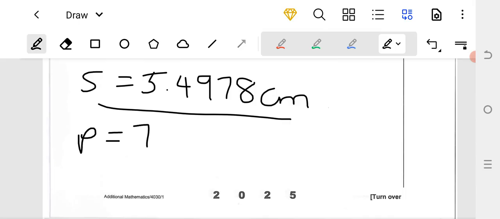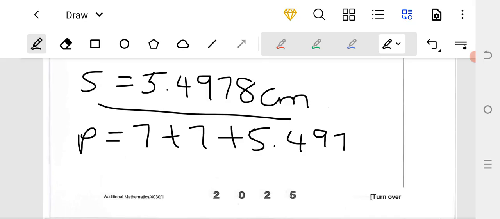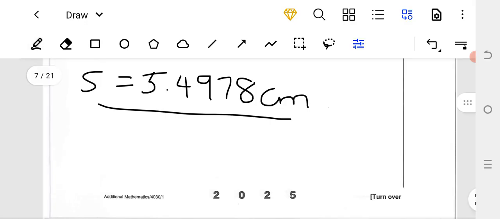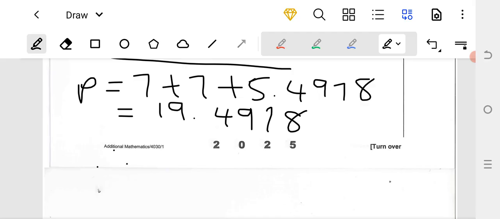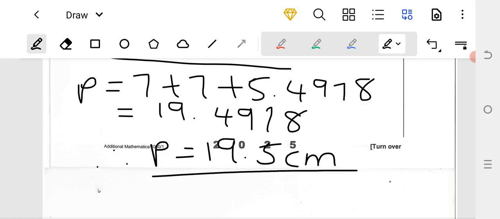Perimeter is going to be equal to 7 for AB plus AD, which is 7, plus arc BD, which is 5.4978, which is going to be equal to 7 plus 7 plus 5.4978. Your answer is going to be 19.4978. Therefore, perimeter is equal to 19.5 centimeters as your final answer.